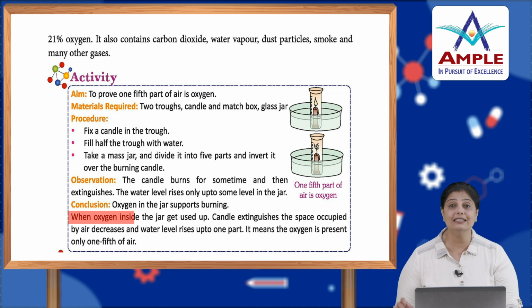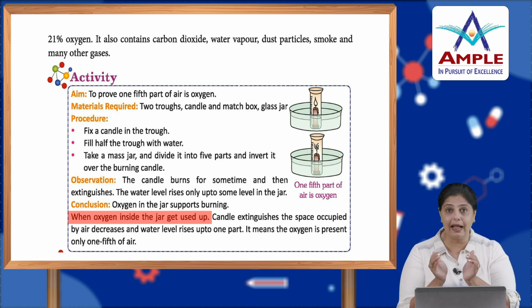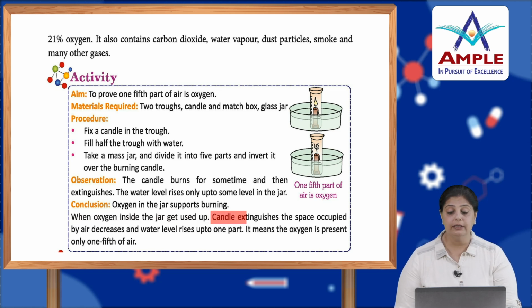When the oxygen inside the jar gets used up, because you've closed it, you've put the jar on top of the burning candle, it will only use the air that was present inside that jar. That is why once it gets used up, the candle extinguishes, the space occupied by air decreases and the water level rises up to 1 part. So it means that oxygen is present only in 1/5 of air.